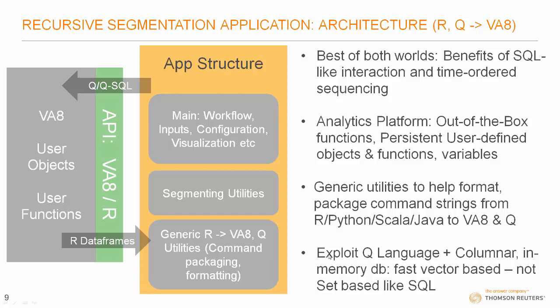The performance at the level of the server is really what we're doing: exploiting the Q language and the fact that it's a columnar-based, in-memory database, making it very fast and perfectly suited to do time series analytics.